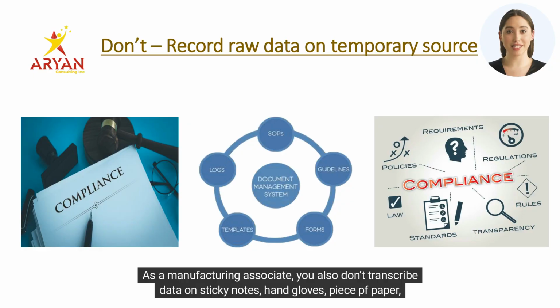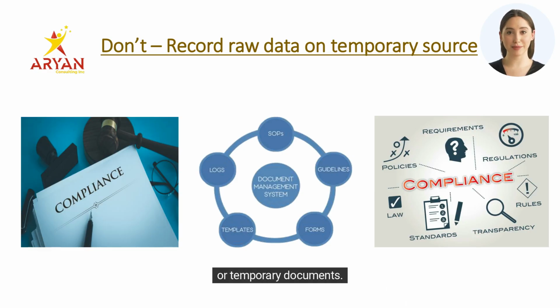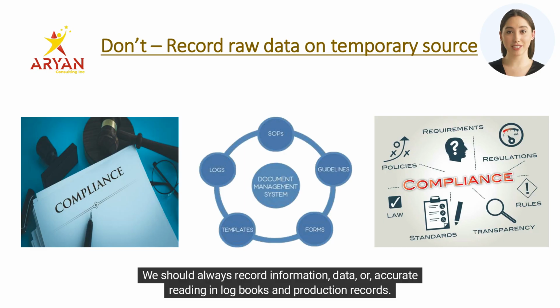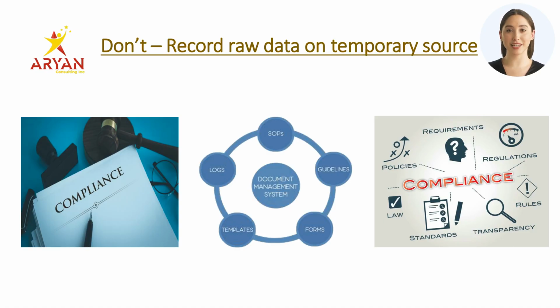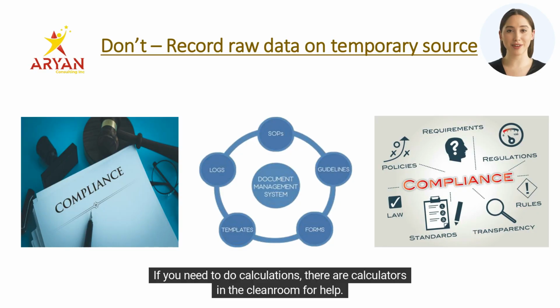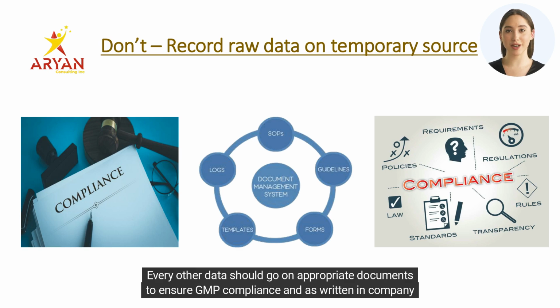As a manufacturing associate, you also must not transcribe data on sticky notes, gloves, paper, or temporary documents. We should always record information, data, or accurate readings in logbooks and production records. If you need to do calculations, there are calculators in the clean room to help. Every other piece of data should go on appropriate documents to ensure GMP compliance, as written in the company procedure.